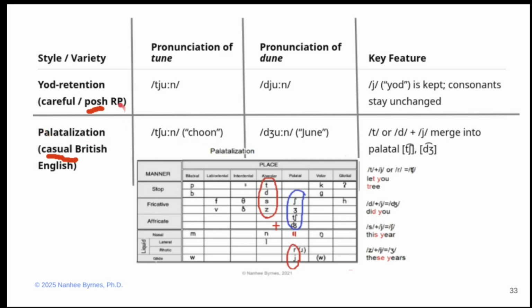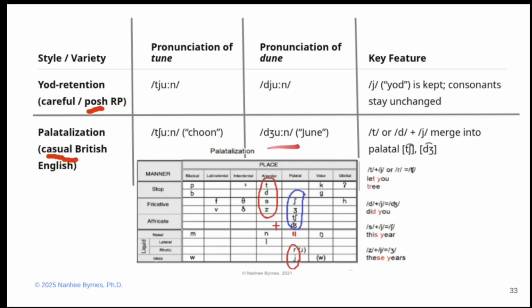In careful or posh RP, the yes sound, what linguists call the yod, is kept after certain consonants. So toon is tune and doon is doon, and the t or d remains almost unchanged. Okay, that's the posh version. But what about when it sounds like tjuân or june?